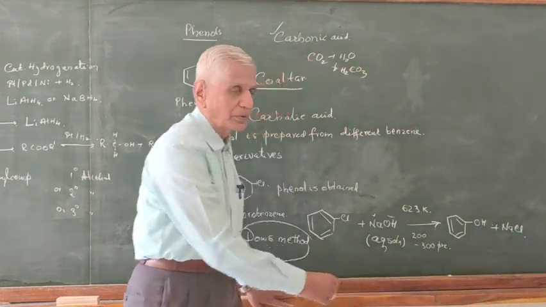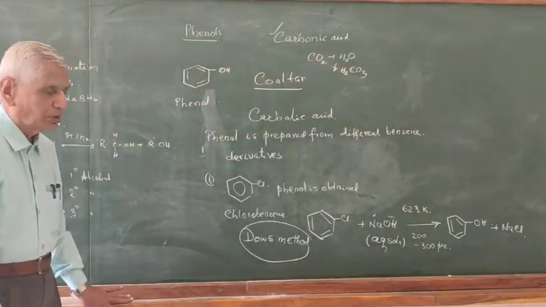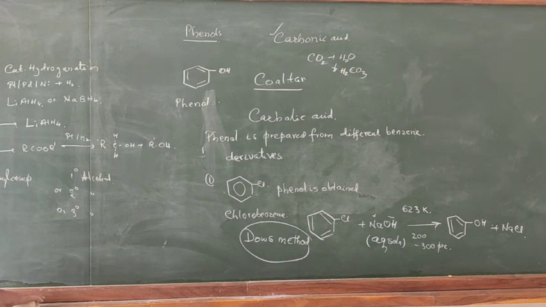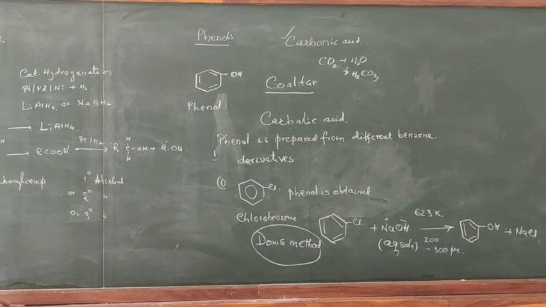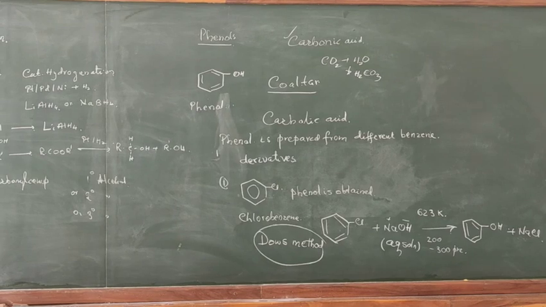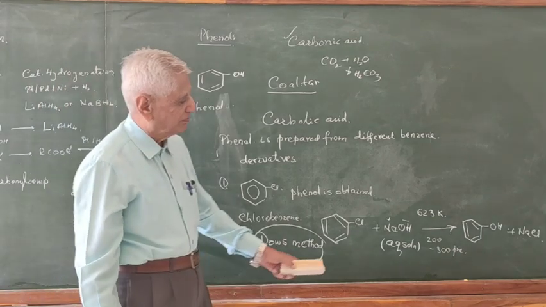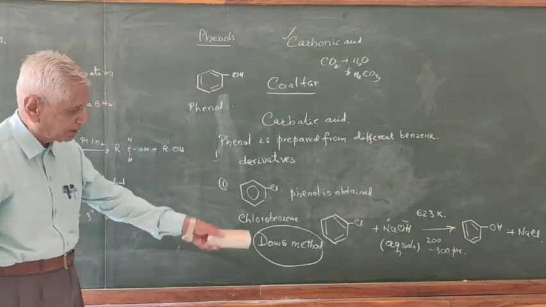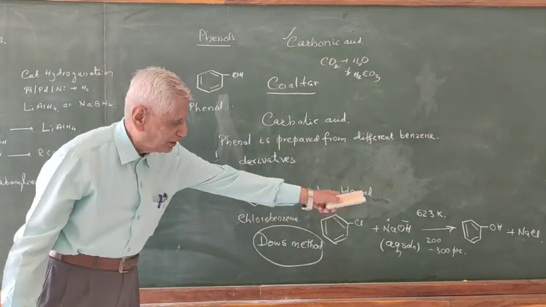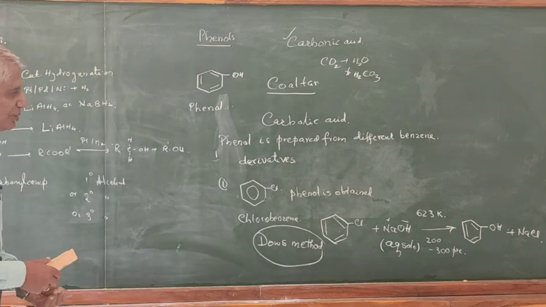So that is how phenol can be obtained from chlorobenzene on treating with aqueous solution of sodium hydroxide at high temperature and pressure. Why is this drastic condition used? Because chlorine cannot be replaced easily. Chlorobenzene is less reactive. Therefore, you have to apply higher conditions, high pressure and high temperature. Okay? So that is how you get the phenol.